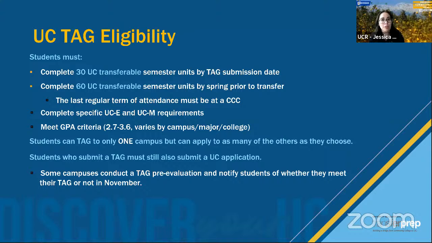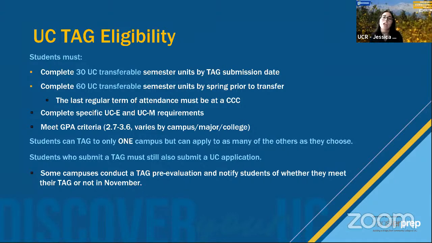And then you must also meet certain GPA requirements, and these can vary by campus, by major, and by college. So depending on which campus you decide to TAG to, which major you want to TAG to at that campus, your specific TAG GPA that you need to meet may vary. And those TAG GPAs will vary between as low as a 2.7 all the way up through a 3.6. So we have the TAG matrix. We're going to go through those specific requirements. So it's really, really important to keep track of those little details.